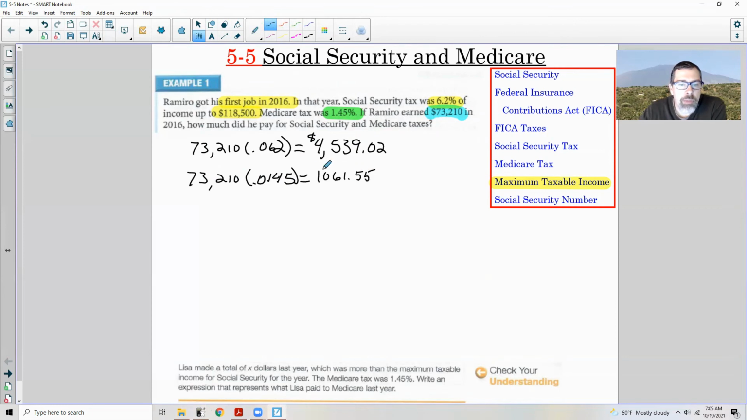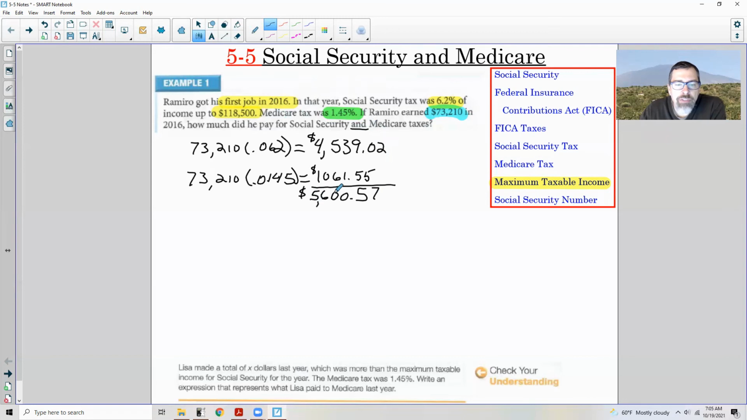Okay, rounding to the nearest penny. So 1,061 went to Medicare, and that is a health insurance tax. It says how much did he pay for both? The word "and" means to add. 5 plus 2 is 7, 5 plus 0, 9 plus 1 is 10, 6 plus 3 is 9, plus that 1 is 10, 6, 5.